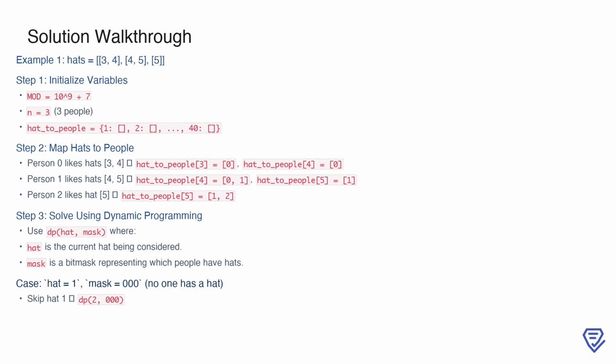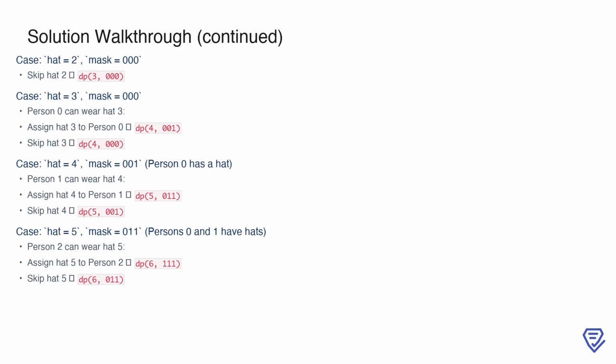Now, for the dynamic programming approach, we define dp(hat, mask), where hat represents the current hat being considered and mask is a bitmask indicating which people already have hats. For example, if hat equals 1 and mask equals 000, it means no one has a hat yet, and we skip this hat to move to the next case by calling dp(2, 000). In the next case, when hat equals 2 and the mask is still 000, we again skip hat 2 and proceed with dp(3, 000).